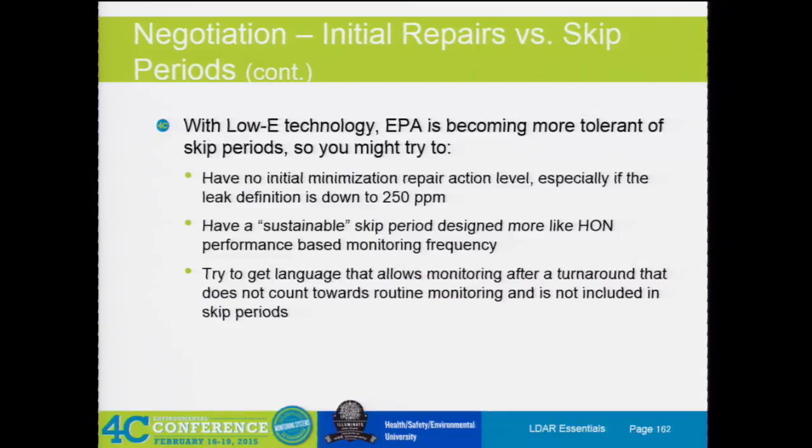With low E, EPA is becoming more tolerant of skip periods, so you might try to bring them down to an action level of 250, or a leak definition of 250. Performance-based monitoring frequency is the one that'll actually allow you to go yearly if you have a low enough leak rate. And with the low E technology, you can get down to those leak rates. It's just, again, with the skip period stuff, it's scary to get into because it's hard to get out of. Unless you just go back and remonitor everything monthly, twice, and then just go to quarterly and call it good.